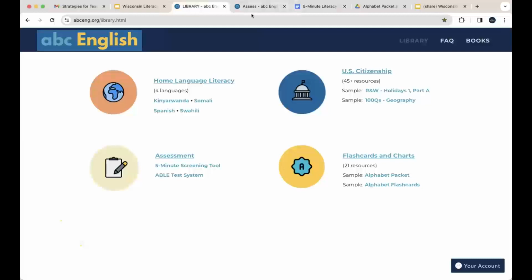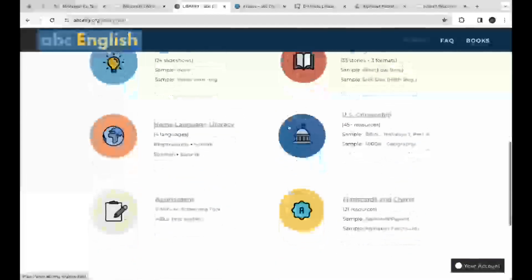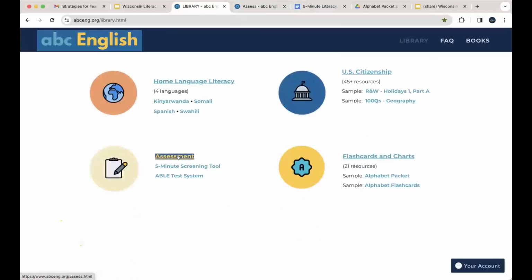Okay. While I'm here, when you're at the ABC English website and you click here on the library, I mentioned that assessment category. Also right here within the flashcards and charts category, this is where you find that alphabet packet, which is also a free resource for anyone to use.